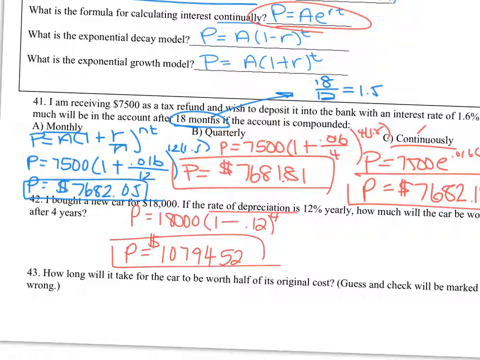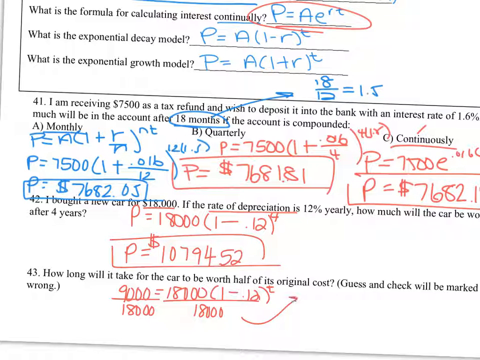And if I look at the last one, how long will it take for my car to be half of its original cost? Its original cost was $18,000. So what's half of that? Well, that's $9,000. So it's saying, how long will it take to be $9,000? Let's plug in everything that I know. The original price was $18,000, times 1 minus my rate, which is still the same. And now I have t. I'm looking for t, so I'm going to go ahead and divide by 18,000.